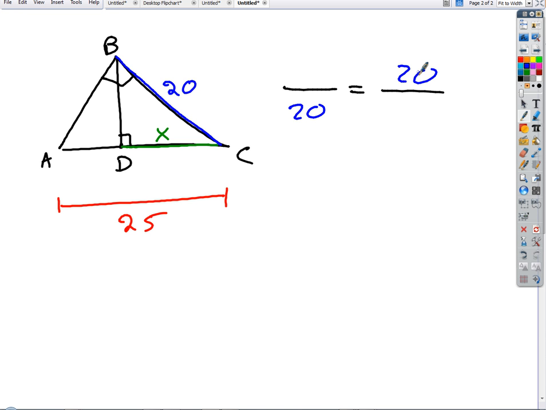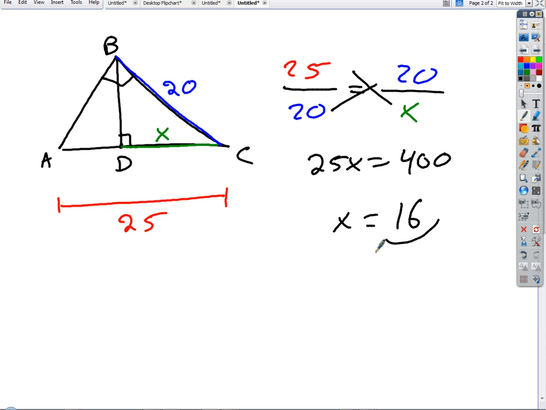So the leg is the geometric mean of the whole hypotenuse and the piece of the hypotenuse that's next to the leg. So it's just like that, isn't it? But what do I do from there? Cross multiply. Okay, cross multiply and get 25x equals 20 times 20. So x equals 16. There you go.